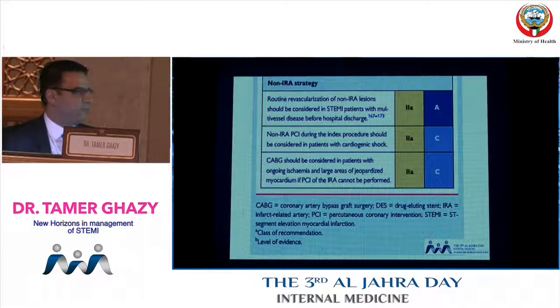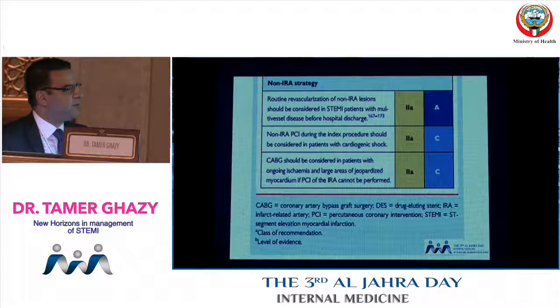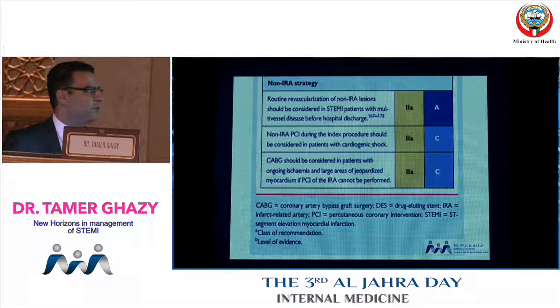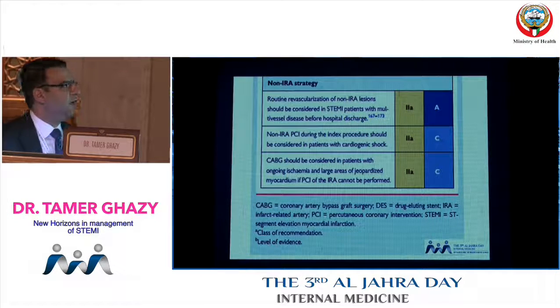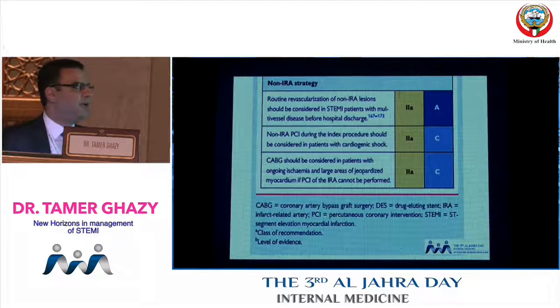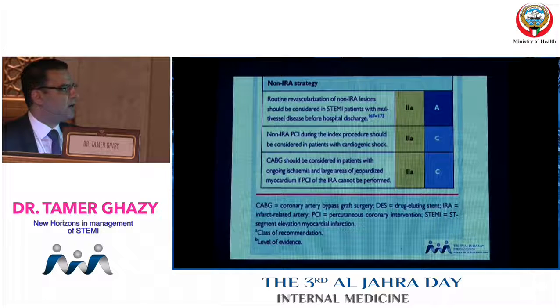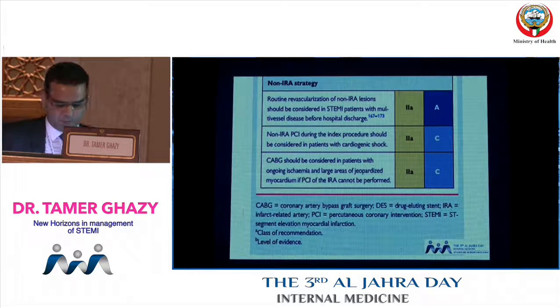Non-infarct artery strategy. Routine revascularization of non-infarct-related artery lesions should be considered in STEMI patients with multi-vessel disease before hospital discharge. This is also a new recommendation, class 2A. Non-infarct-related artery PCI during the index procedure should be considered in patients with cardiogenic shock, class 2A, level of evidence C. CABG should be considered in patients with ongoing ischemia and a large area of jeopardized myocardium if PCI of the infarct-related artery cannot be performed.